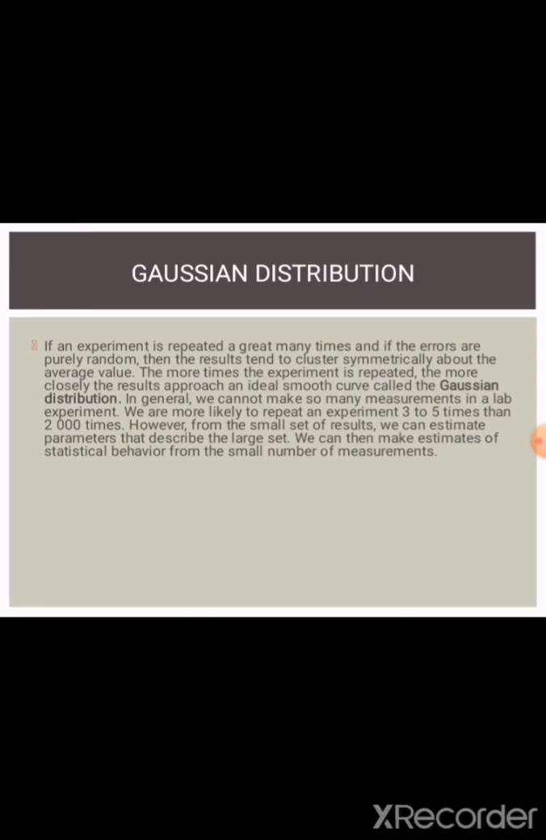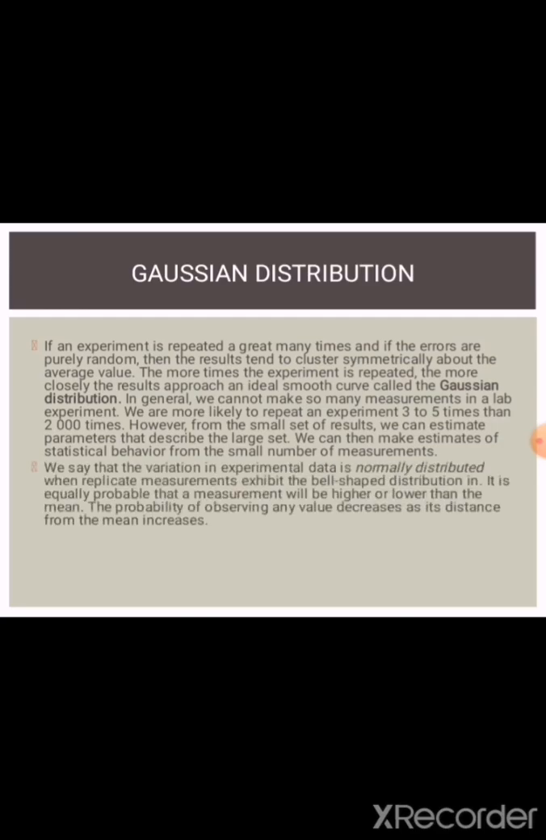You are more likely to repeat an experiment 3 to 5 times than 2,000 times. However, from the small set of results, we can estimate parameters that describe the large set. We can make estimates of statistical behavior from the small number of measurements. We say that the variation in experimental data is normally distributed when replicate measurements exhibit the bell-shaped distribution. It is equally probable that a measurement will be higher or lower than the mean. The probability of observing any value decreases as its distance from the mean increases.